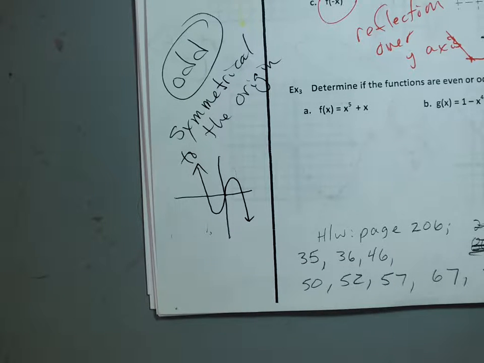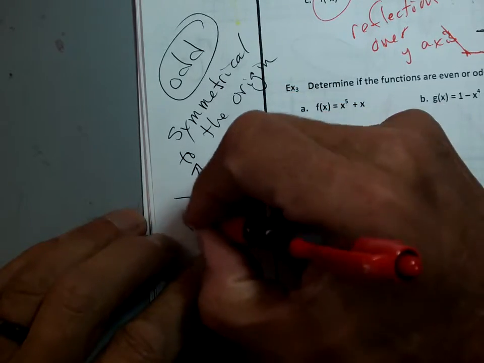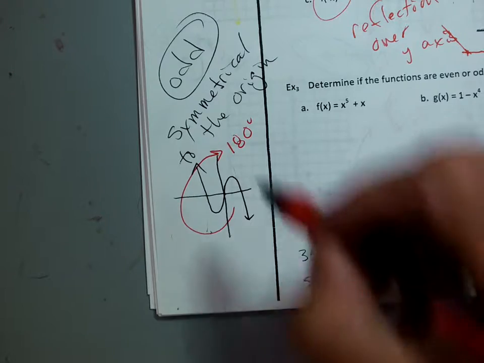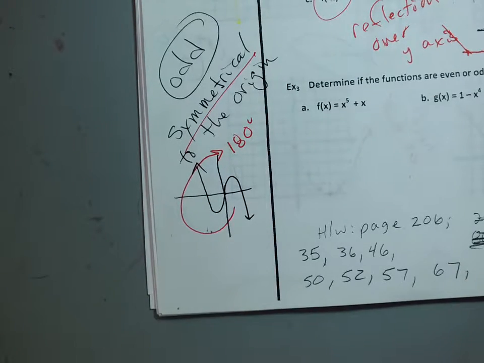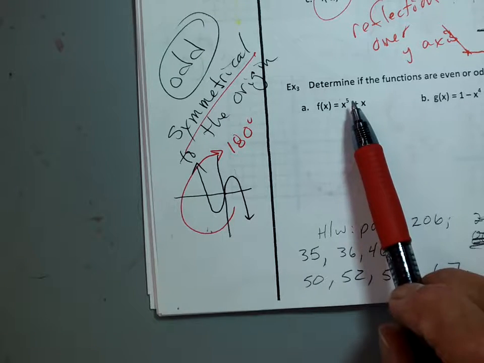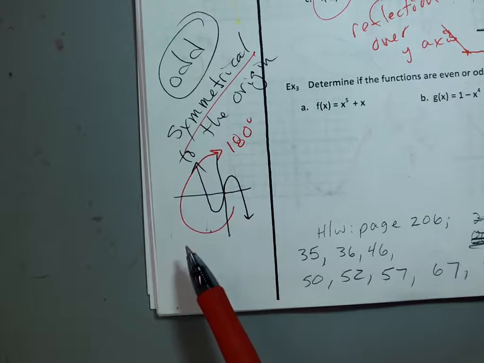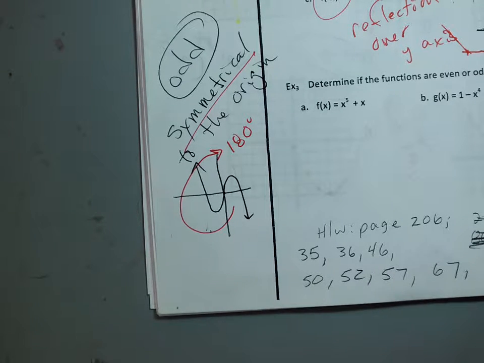So if this spins 180 degrees from the origin, and if it spins onto itself, so take this 180 degrees. So if I take this, and if it can spin 180 degrees, right? And if it spins onto itself, it's symmetrical. Does that make sense? That makes an odd function. Now, odd functions also have odd exponents, okay? Not all odd exponents will be odd functions, okay? And we can check it by graphing, okay?